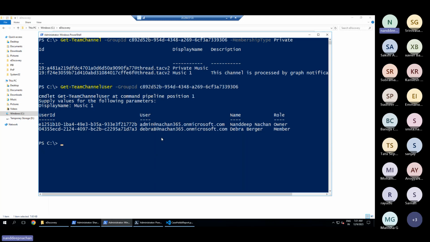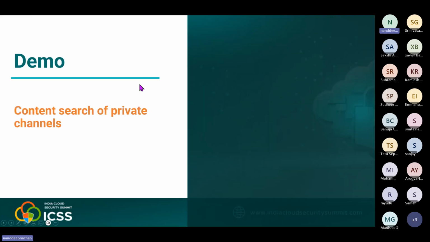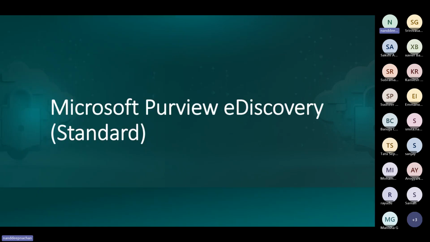So this is another way through which you should be able to do that content search. This is a simple way. If you want to do it from a portal, you can do it from a portal. Otherwise, if you want to do it via PowerShell, even that flexibility is there. So this was the basic of how we can use this content search for those private channels. Now let's deep dive more into how we can use the Purview eDiscovery standard.